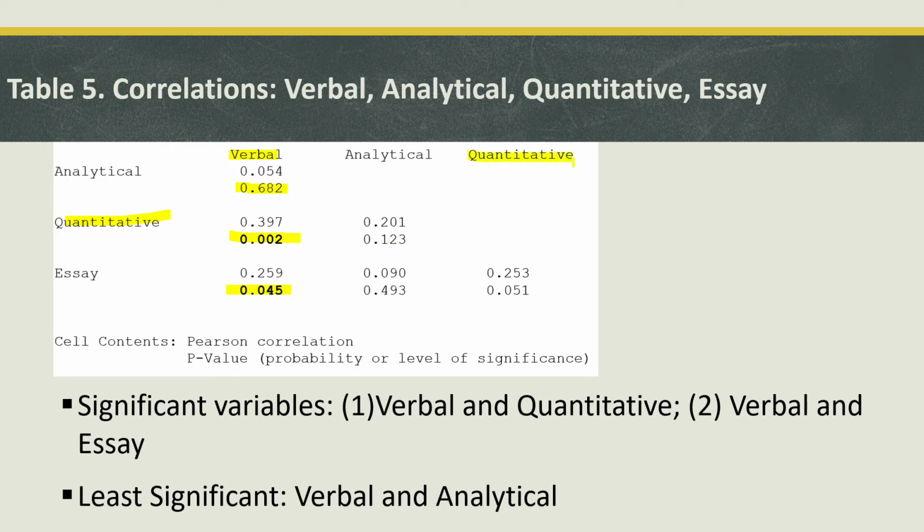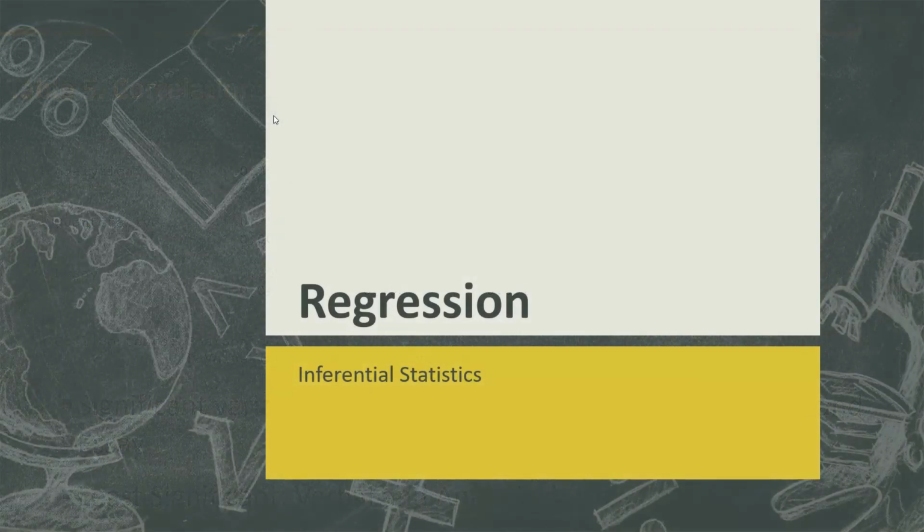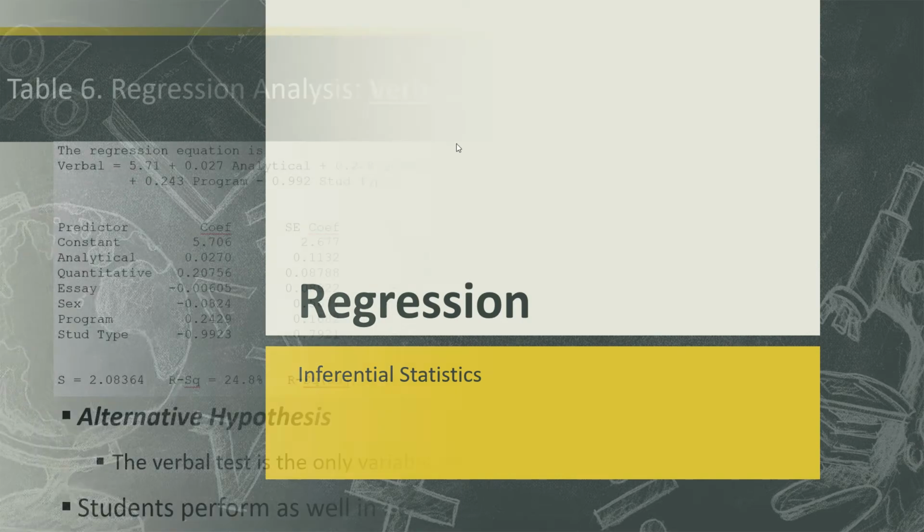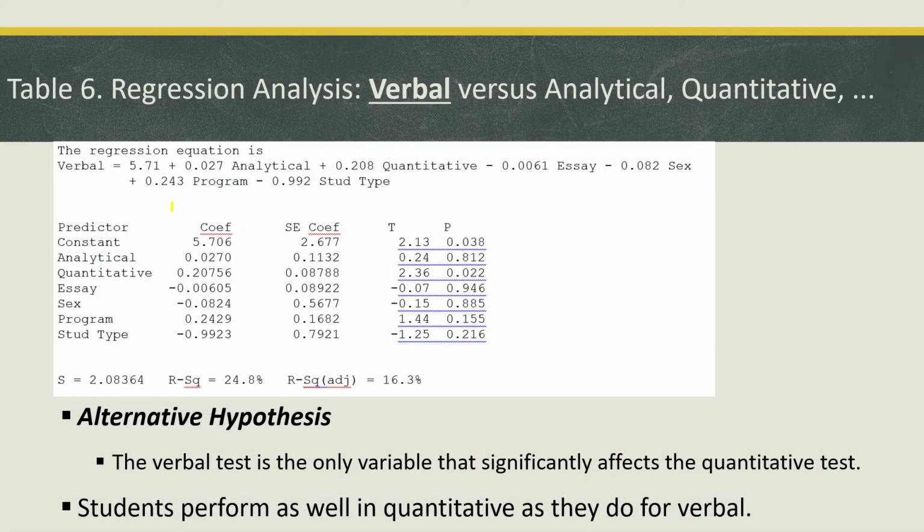Also, quantitative and essay was almost significant, as the p-value is 0.051, but considering the number, it's already more than 0.05. So next is the regression. For the regression, I really had a hard time finding out how to discuss this one.